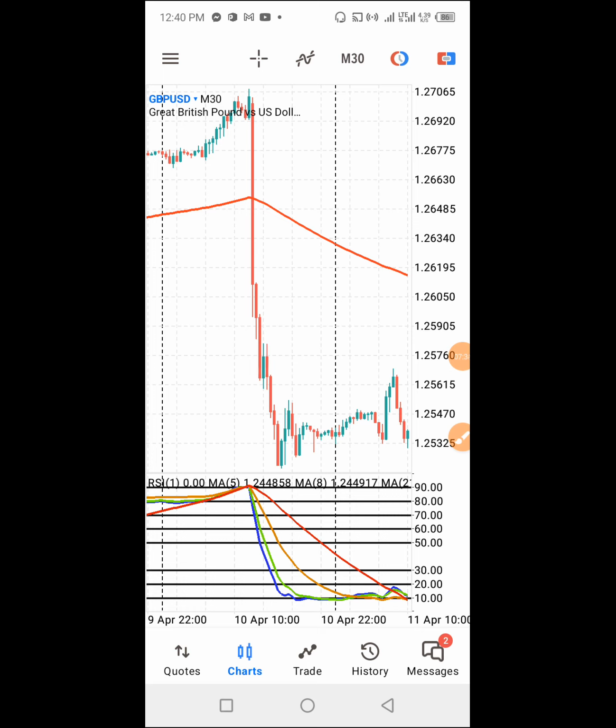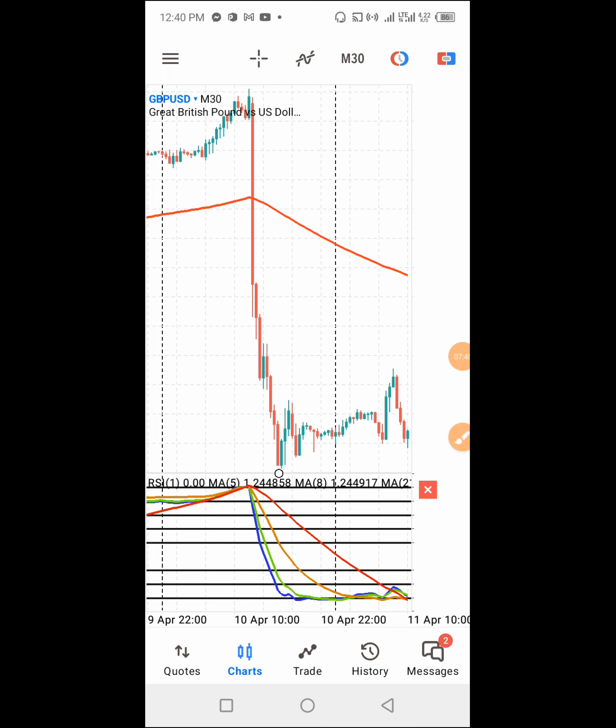So how do we use this GBPUSD strategy? This strategy can be used on all the major pairs. Is that clear? That means you can use it on all the major pairs, USD/JPY, EUR/JPY, all the major pairs. You can use this strategy for them. Yes, you can use this strategy and it will work for you.